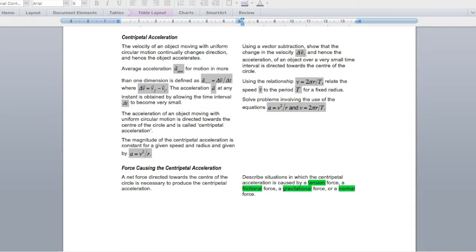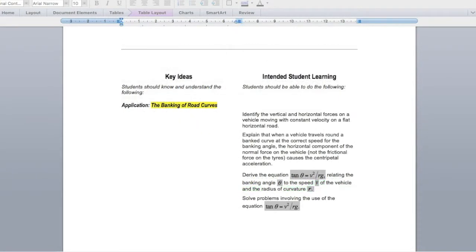Gravitational forces are discussed in detail when we look at the motion of satellites. Normal forces are discussed in detail when we look at the motion of charged particles in electric and magnetic fields. Frictional forces are used in the explanation of banking of road curves.